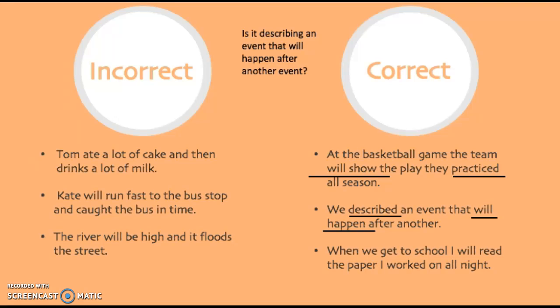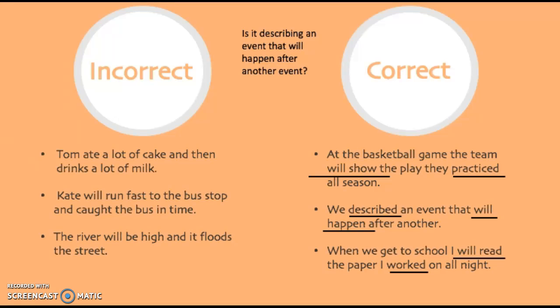Okay, so now looking at the next one. When we get to school, I will read the paper I worked on all night. So, alright, let's think about it. Is it describing an event that will happen? So we know that I will read the paper, so it's something that will happen. Is it something that will happen after another event? The paper I worked on all night. So this is something that already happened. So I will read after I worked on it all night. It's something that will happen after I worked on it all night. Therefore, this is correct.